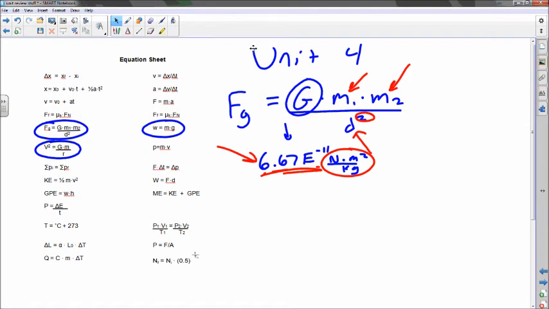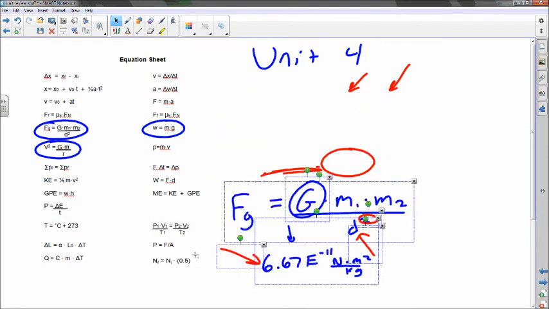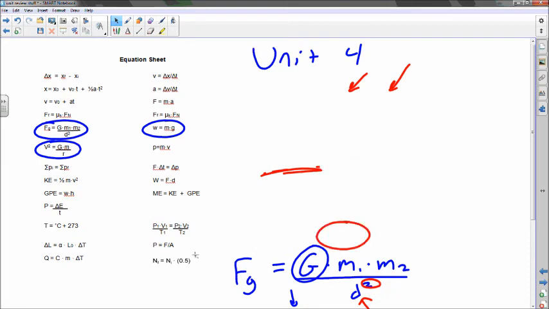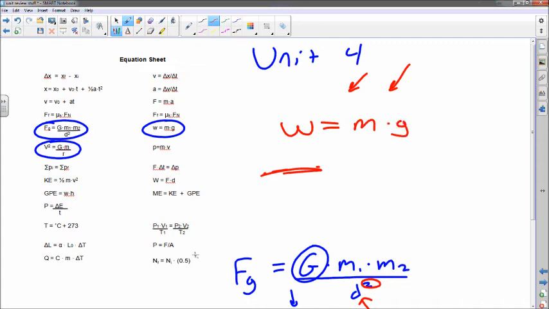The next equation is W equals m times g. This is the shortcut equation for finding the weight or the force of gravity for an object here on Earth. Because you need to realize weight and force of gravity mean the same thing. So you can write here, Fg equals lowercase w for weight.